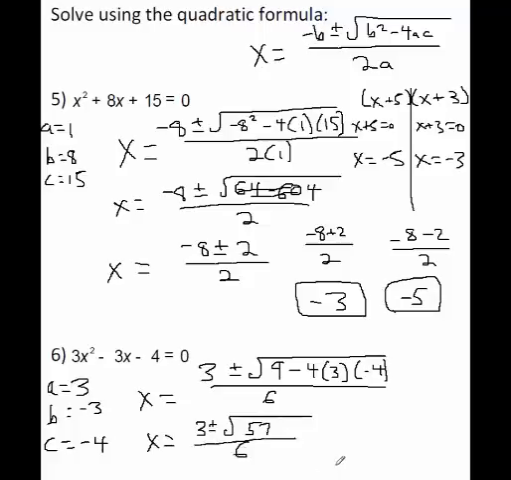Now you can break this down. Let's see. Can you break down 57 into something that is a perfect square? And the answer is I don't think you can. 57 only goes into 19 and 3, which are the only roots of 57, and neither of them are perfect squares. So there's pretty much nothing more you could do here, and so your answer is this: 3 plus root 57 divided by 6, or 3 minus root 57 divided by 6. Either way, that's the best answer that you can come up with.